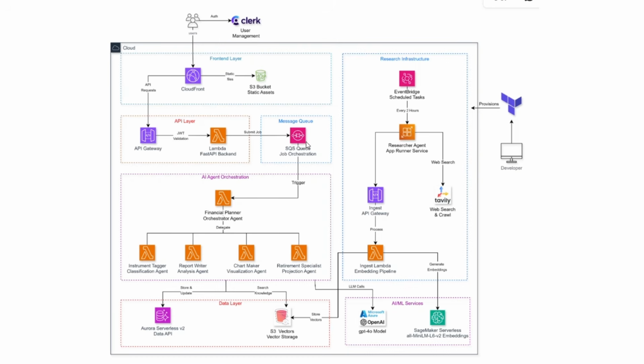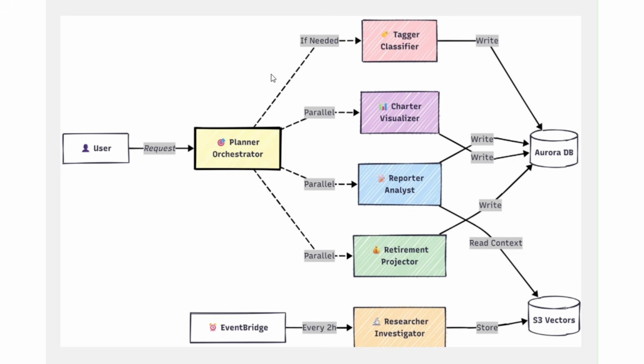Alright, here's the architecture and the AWS services that I used for building this project. I will explain the working of every agent one by one. My project consists of multiple AI agents that include the researcher agent, the planner agent, the tagger classifier agent, the charter agent, the reporter agent and the retirement agent. And there are 2 separate databases. The first is Aurora DB and the second is S3 Vectors to store the vector embeddings.